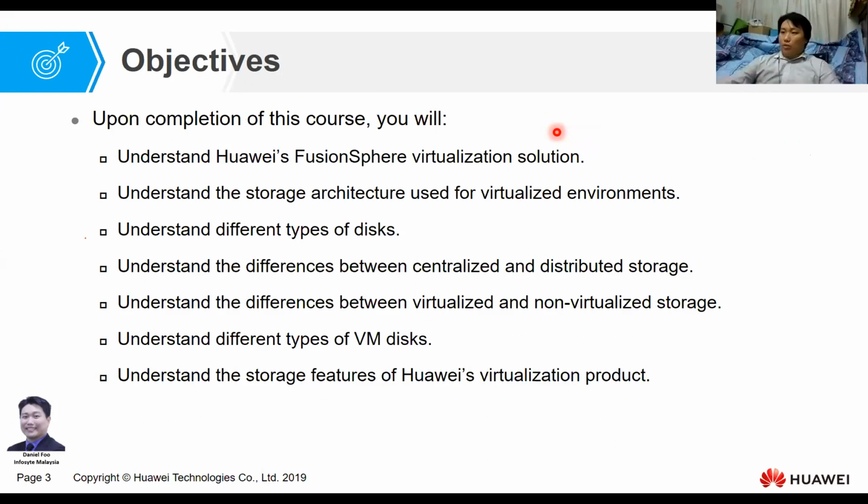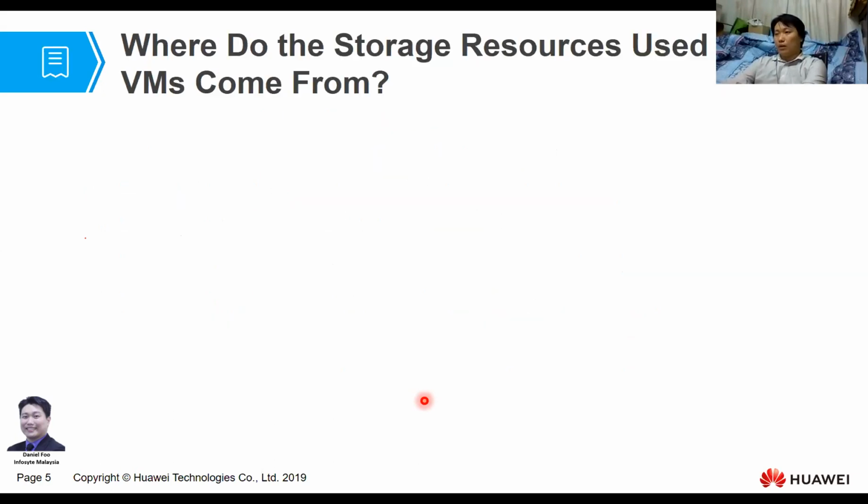The objective of this topic is to look into Huawei FusionSphere virtualization in the storage portion. Then we'll also see some architecture used in the virtualization environment, and the different disks available in the IT market. All this will also be asked in your exam, especially your written exam. Next will be the differences between centralized and distributed storage. Then what is the difference between virtualized and non-virtualized storage on your data store? We will discuss this also. Lastly will be the virtual VM disk and the virtualization product from Huawei, and what storage features they can provide. First thing, storage architecture. How do the storage resources used by a virtual machine come from?